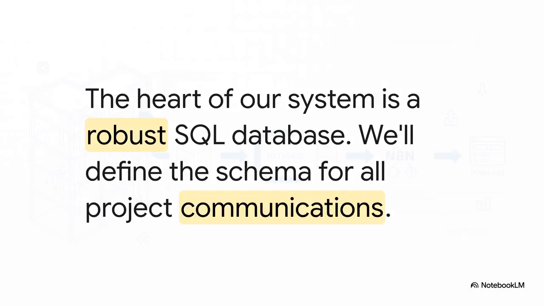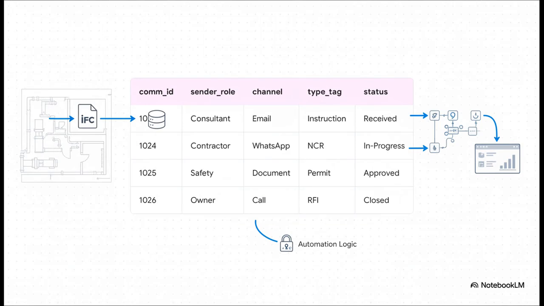The heart of our entire system is a robust SQL database. Forget messy spreadsheets. We need a structured, reliable home for our data. And we'll start by defining the schema for all project communications, which is really the lifeblood of any construction project. And just look at this table. It seems simple, but it is incredibly powerful. We're capturing not just the content, but who sent it, what channel they used, and most importantly, we have these programmable fields like type, tag, and status. Our automation logic is going to populate those later on. This schema right here is the key to everything that follows.